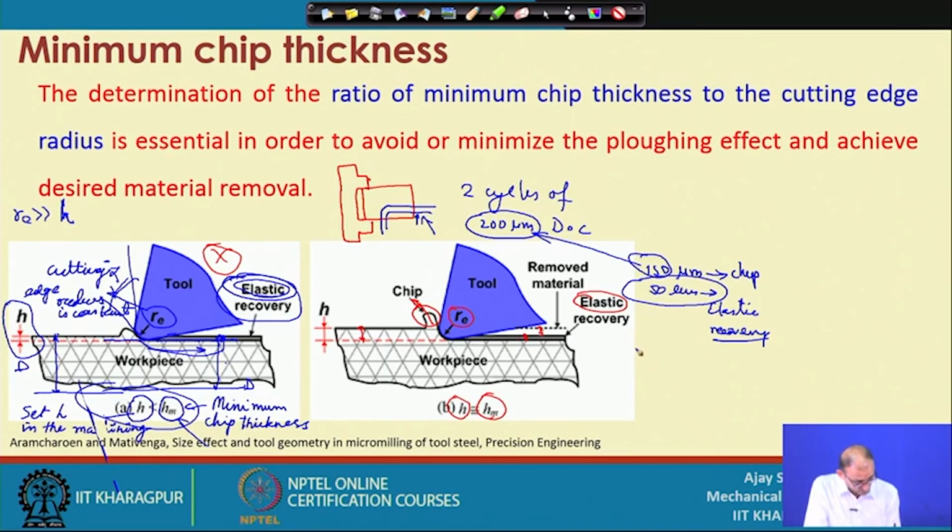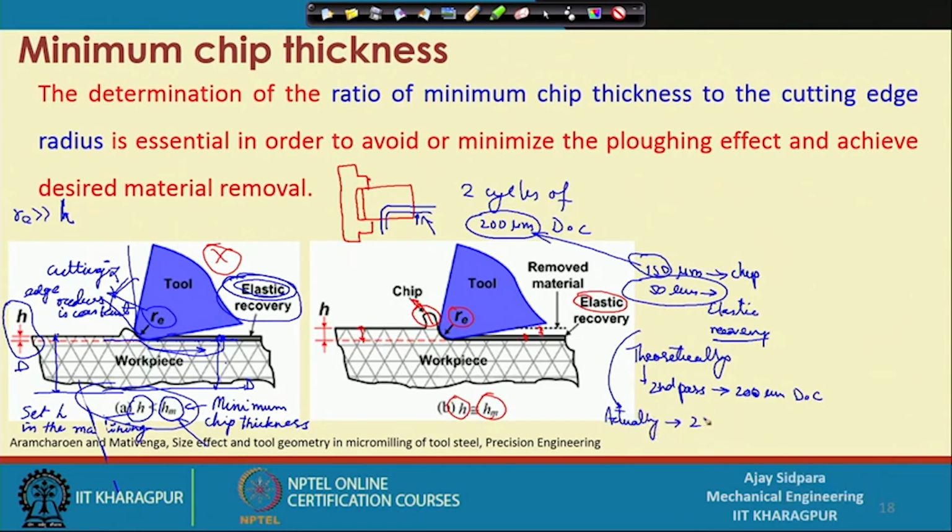So, theoretically your second cycle, or second, not cycle, let us put a pass, that is the more appropriate word. In the second pass, how much material do we want to remove? We want to remove 200 micron, that is the 200 micron depth of cut. But what is happening actually is that you are giving a depth of cut of 250 micron, because 50 micron is already recovered here.